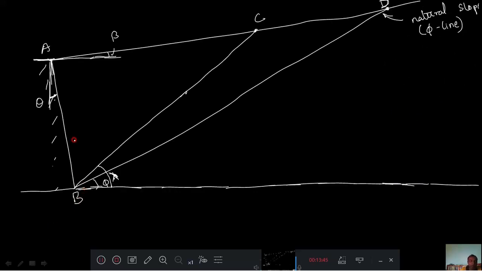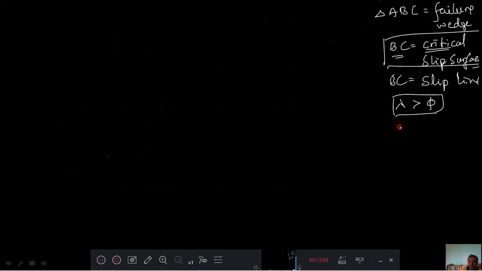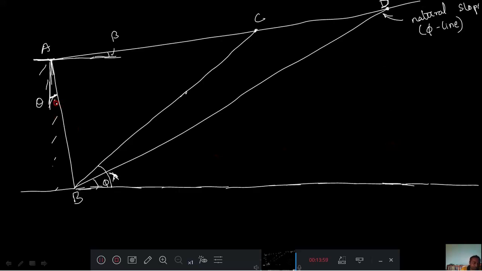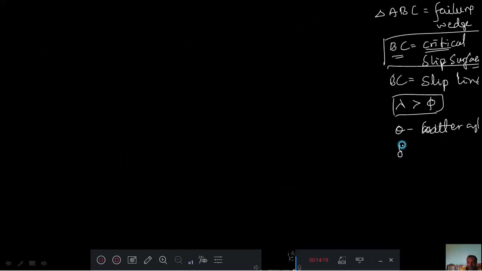Okay, now here theta is there. Theta is called the batter angle. Theta is what? Theta is the batter angle. Here many angles will come, right? And here there is friction between the wall and the wedge, because the backside of the wall is considered rough. There is a friction, and that friction angle I will consider delta. Delta is what? The wall friction angle.